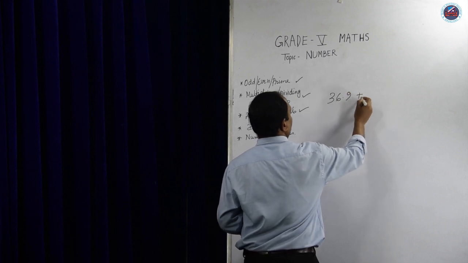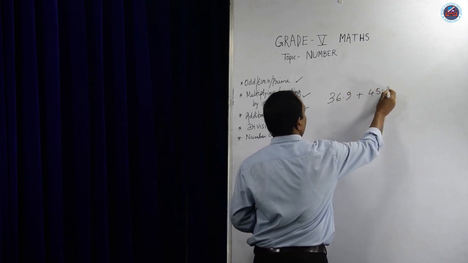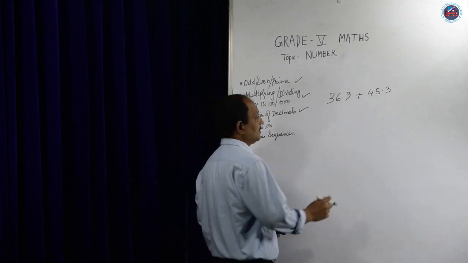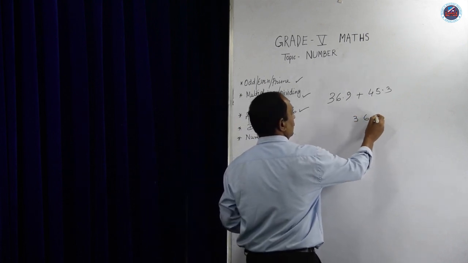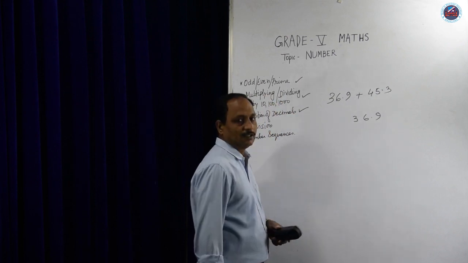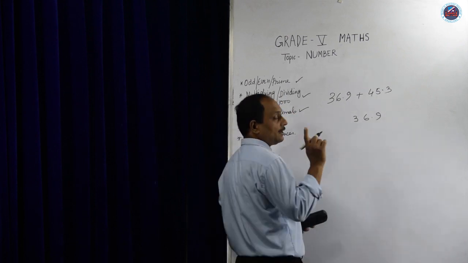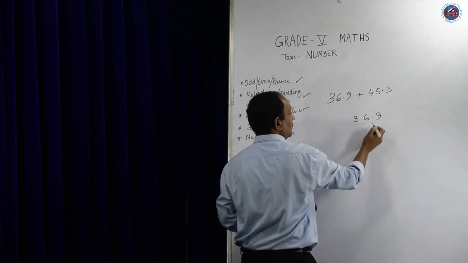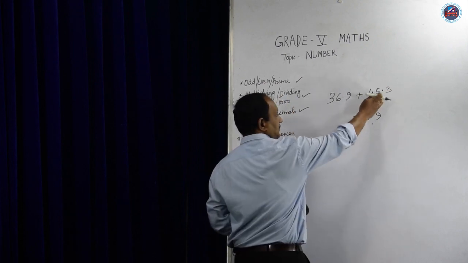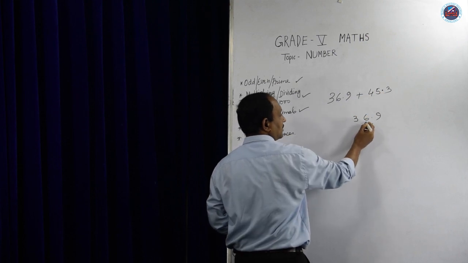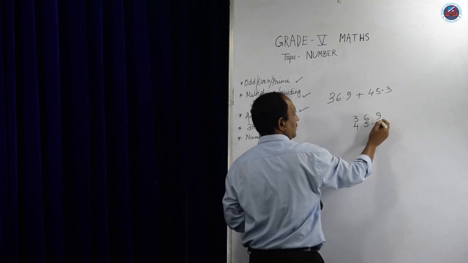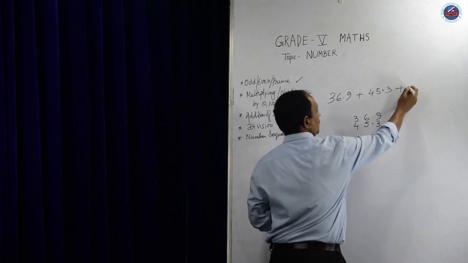Suppose 36.9 plus 45.3. How will you arrange? First write down this number, 36.9. Simple way. See where the decimal is? Write the decimal first. Write it down here. Towards the left side, 5 comes, 4 comes. Right side, 3 comes.